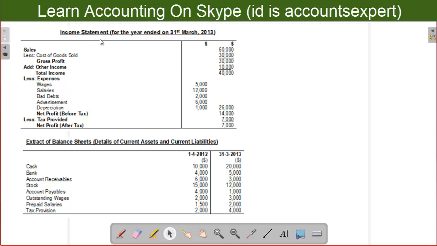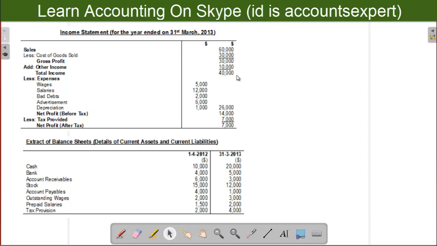Income statement is given, for the year ended on 31st March 2013. As per this income statement, first sale is given. Then we subtracted cost of goods sold. Then we have gross profit, and to that gross profit we added other incomes.